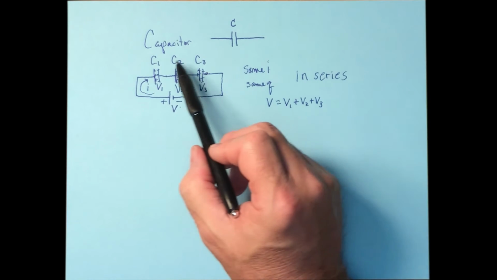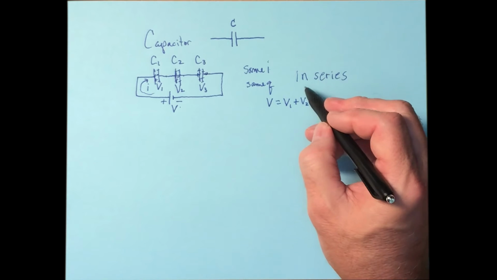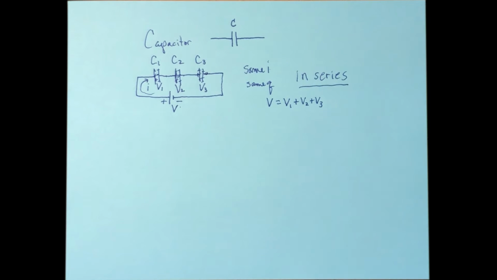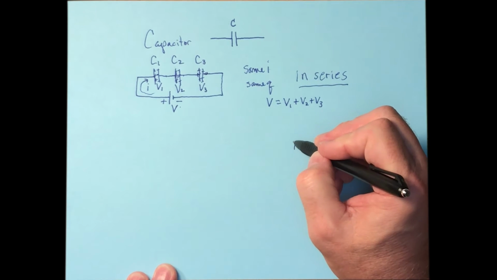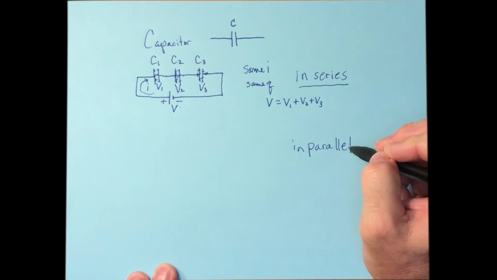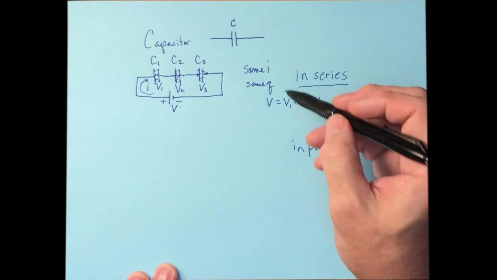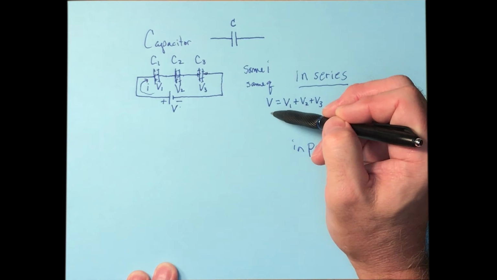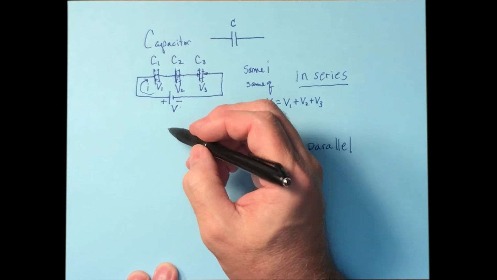Now, this is just one way to hook up capacitors, and we called that in series. There is at least one other way to connect up capacitors, and that is in parallel. When you connect things up in parallel, they don't have the same current, but they do have the same voltage. And let me show you that.